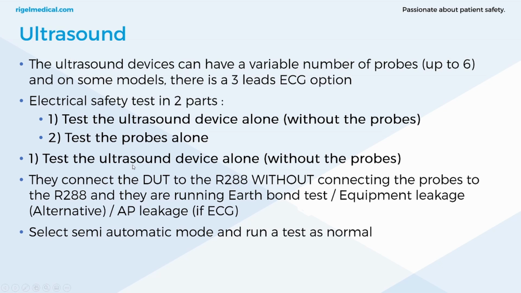Okay, so the first part of the test, we test the ultrasound alone without the probes. Connect the device under test to the Rigel 288 without connecting the probes. We're going to be running earth bond test, equipment leakage test, alternative applied part leakage if an ECG is present, or any other type of applied part that is not the probe. Select a semi-automatic mode and run a test as normal. So very simple, you run the test as normal, you're just disregarding any ultrasound transducer probes.